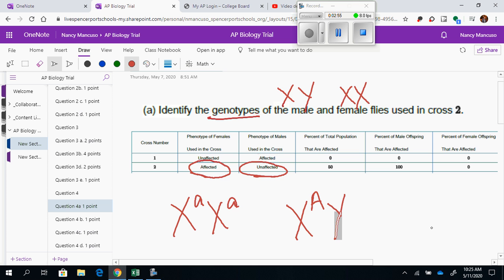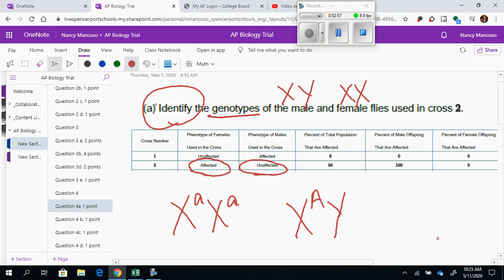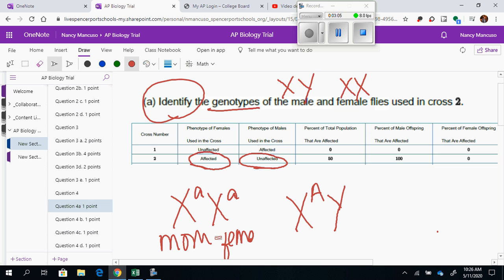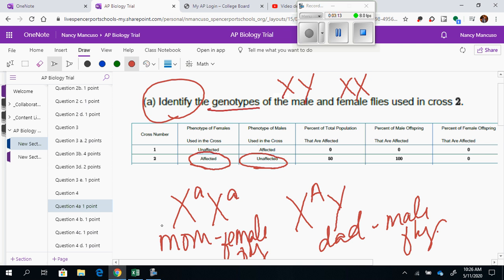Now that's all they asked us to do. The verb identify says tell me the parents. So I would write this is the mom, or this is the female fly in the cross, and this is the dad, this is the male fly in the cross. If you have time and want to go back and check all of your work, you can. All of this data makes a lot of sense.